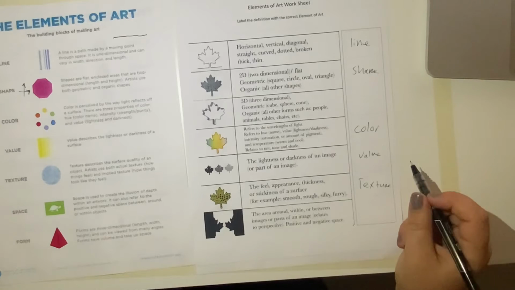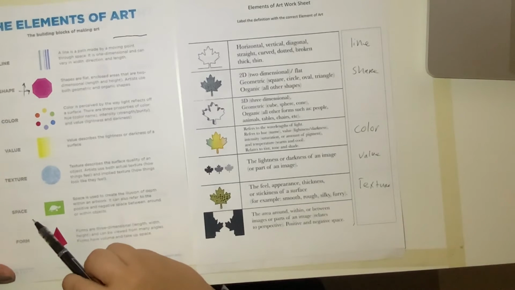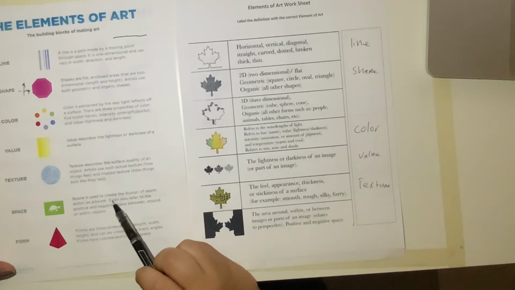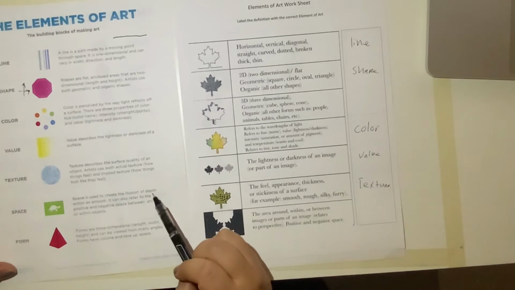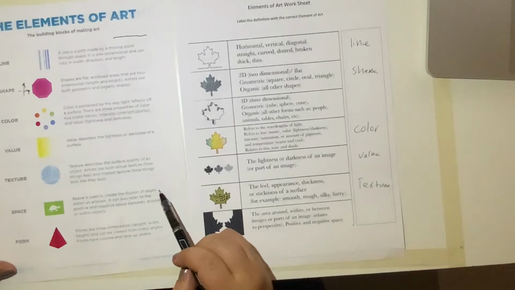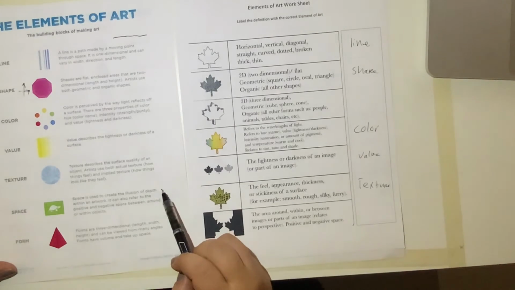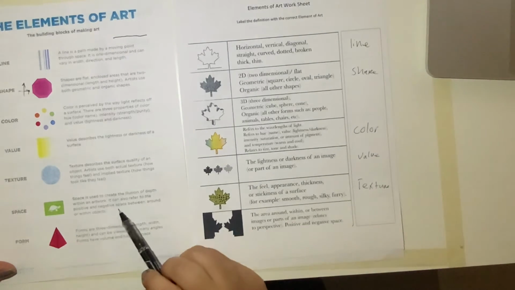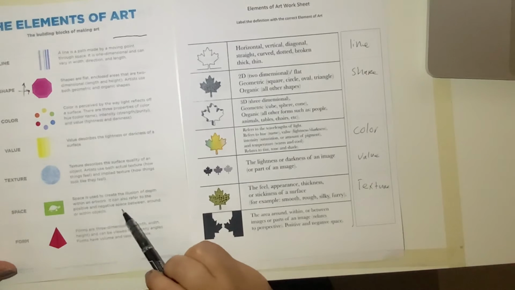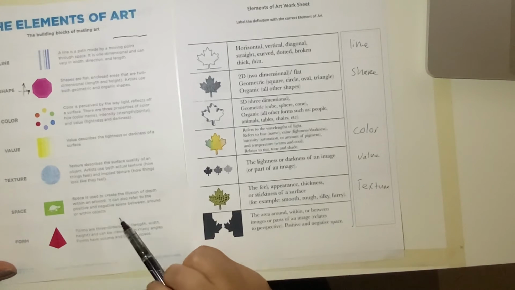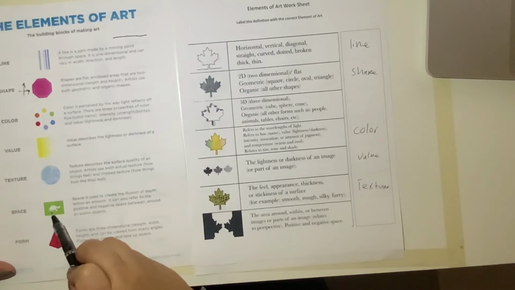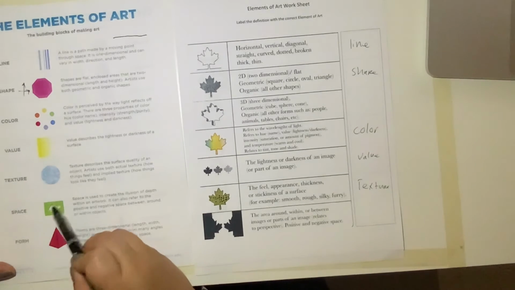Okay, so space. Space is used to create the illusion of depth. If you had me last year, we did that by doing three-dimensional rooms. We did 1-point linear perspective within an artwork. It can also refer to the positive and negative space between, around, or within the objects. So a positive space is the space that the main object occupies, like this little turtle, and the negative space is the area around the turtle in green.